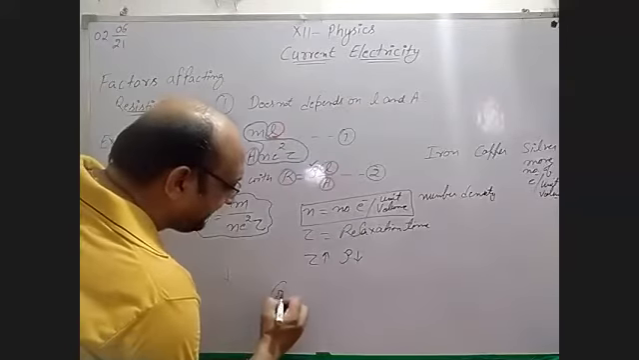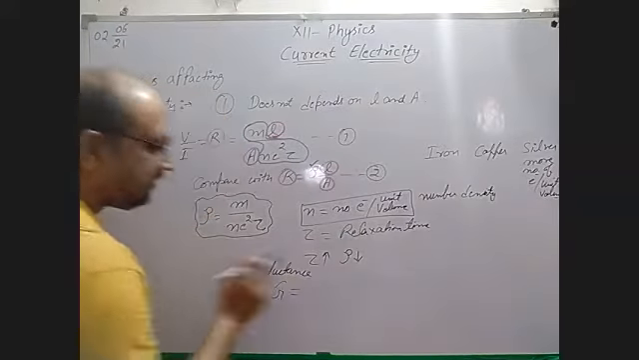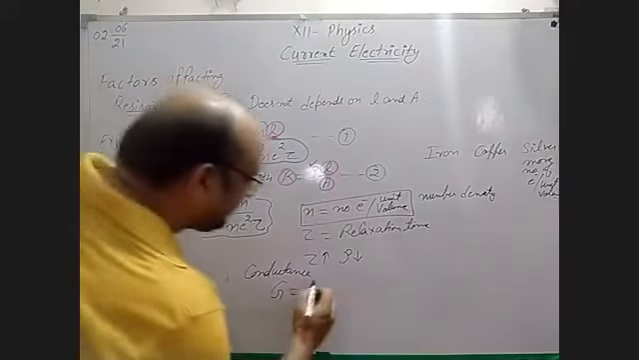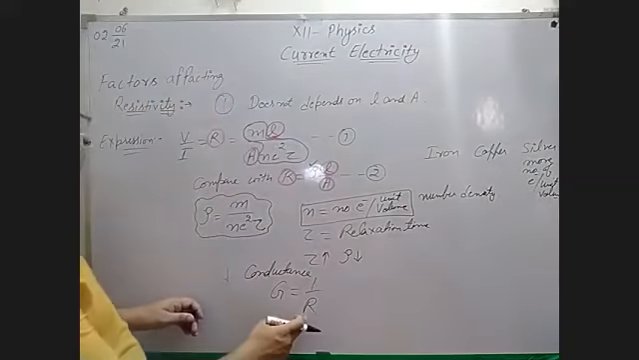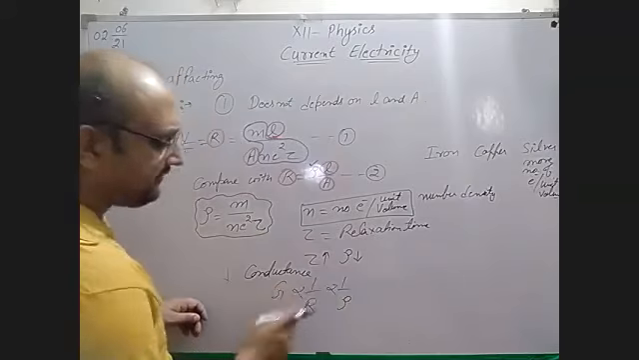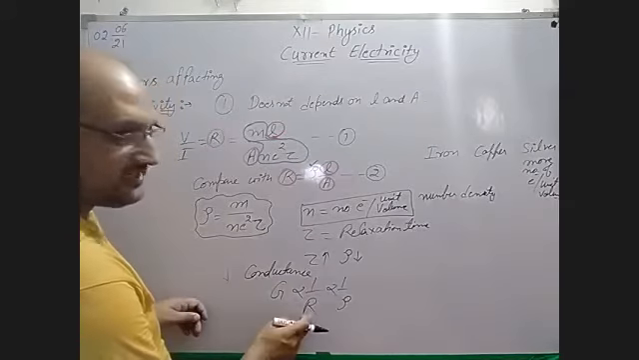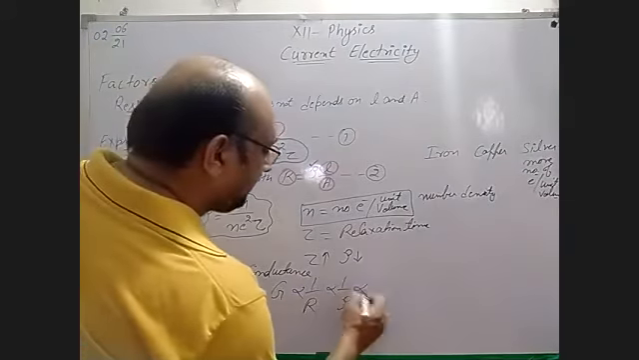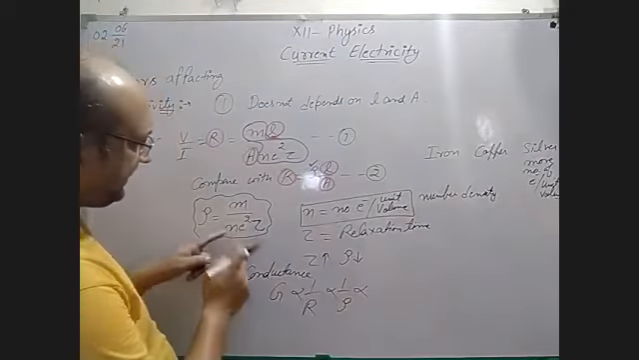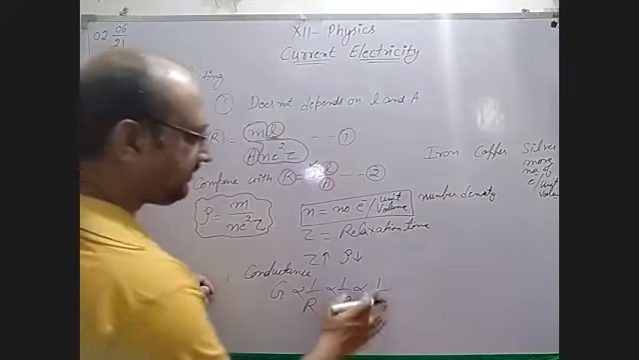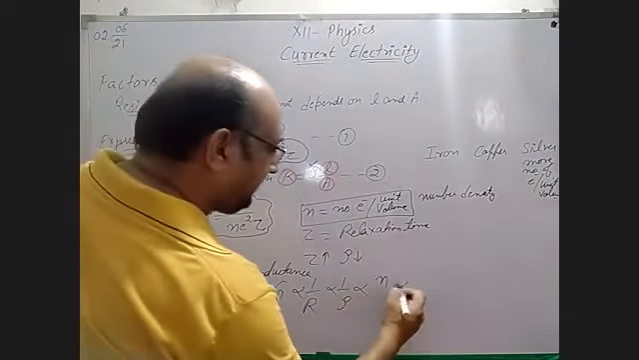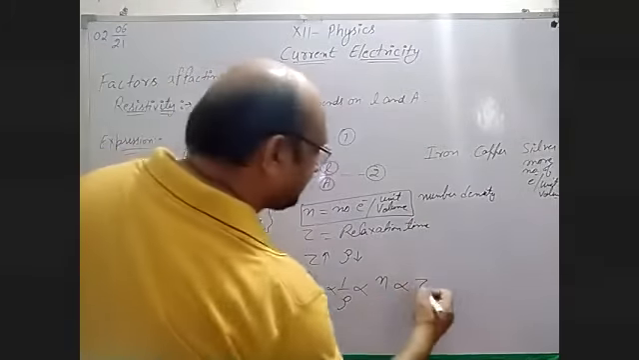Now see this thing. This is conductance, the property of a material through which electric current flows, and it is the reciprocal of resistance. Resistivity is low in this way. Another thing: resistivity is inversely proportional to number density. Now, about relaxation time also.